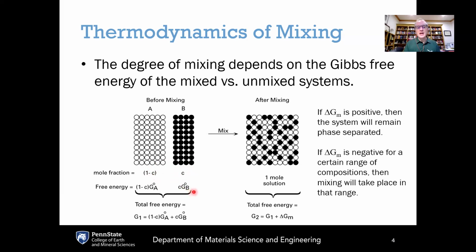And let's suppose also that we have a Gibbs free energy of the unmixed B state, that is this G sub B, and we have a Gibbs free energy of the A state that is unmixed, which is this G sub A. And if we've got little c mole fraction of B and 1 minus c mole fraction of A, then the total free energy of the system is just this weighted average of the two, where the weighting factors are the mole fractions of the two different phases there. And therefore, we can write the Gibbs free energy of this unmixed system as G1, 1 meaning the state before mixing occurs, and that's just equal to (1 minus c) times G_A plus c times G_B.